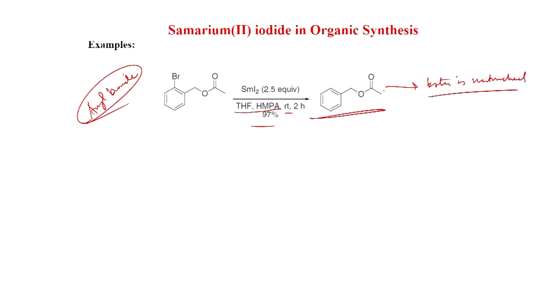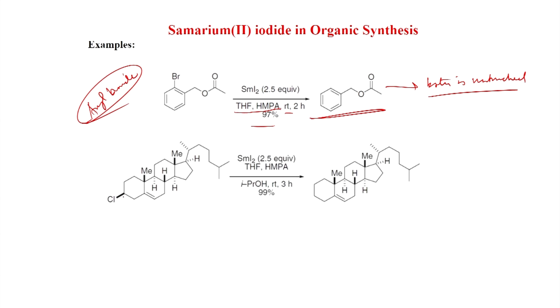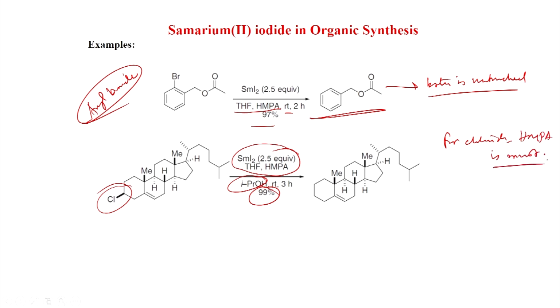But we will see later that ester can also be reduced with samarium iodide. Here a double bond is present, and many chiral centers are present. Only selectively with samarium iodide, THF, HMPA, isopropanol, 99% yield. So when chloride is there, for chlorides HMPA is a must, otherwise no reaction. And isopropanol is the proton source, then you get 99% yield of this product.